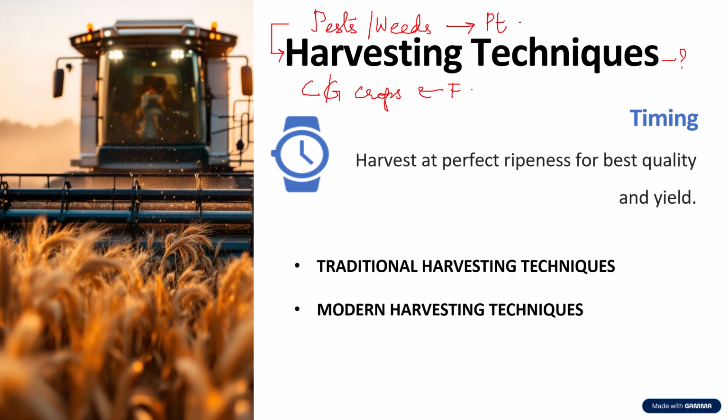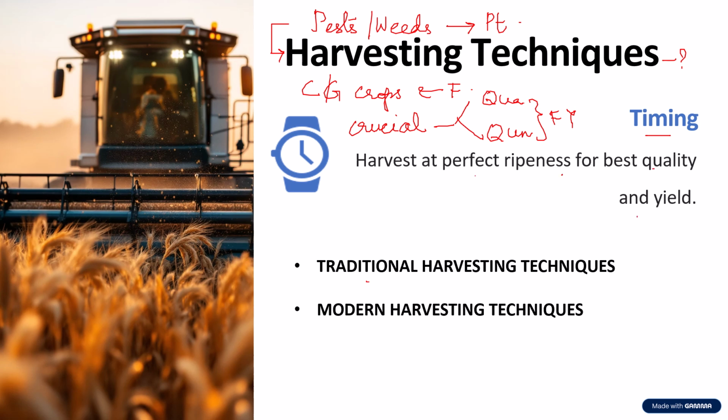So please do respect the farmers, as it is a very difficult and crucial step, as it determines the quality and quantity of the final yield. After seeing them, you will never throw away a single grain again. Believe me. Timing plays an important role in harvesting, to get the perfect ripeness for best quality and yield.